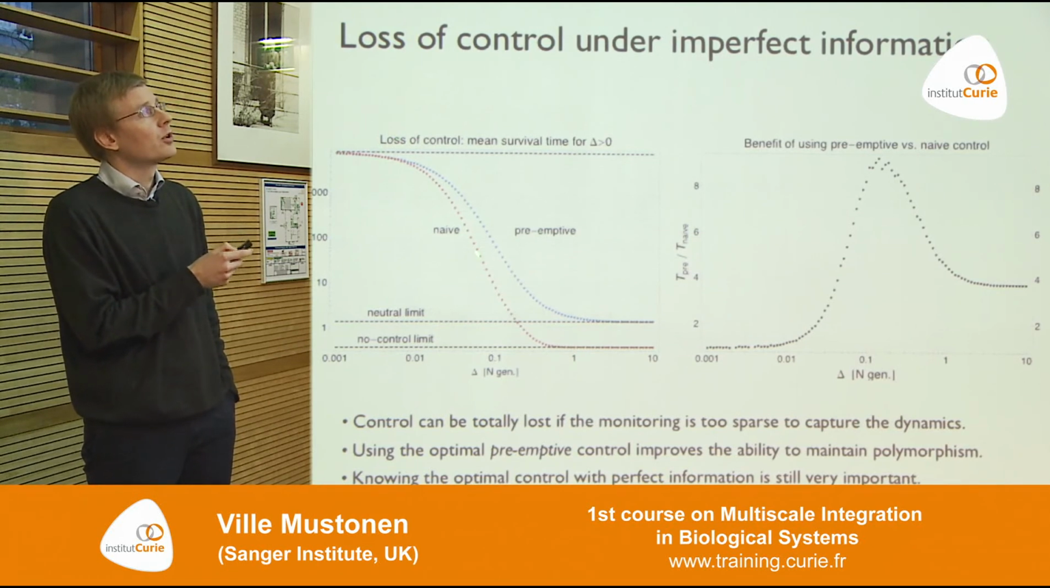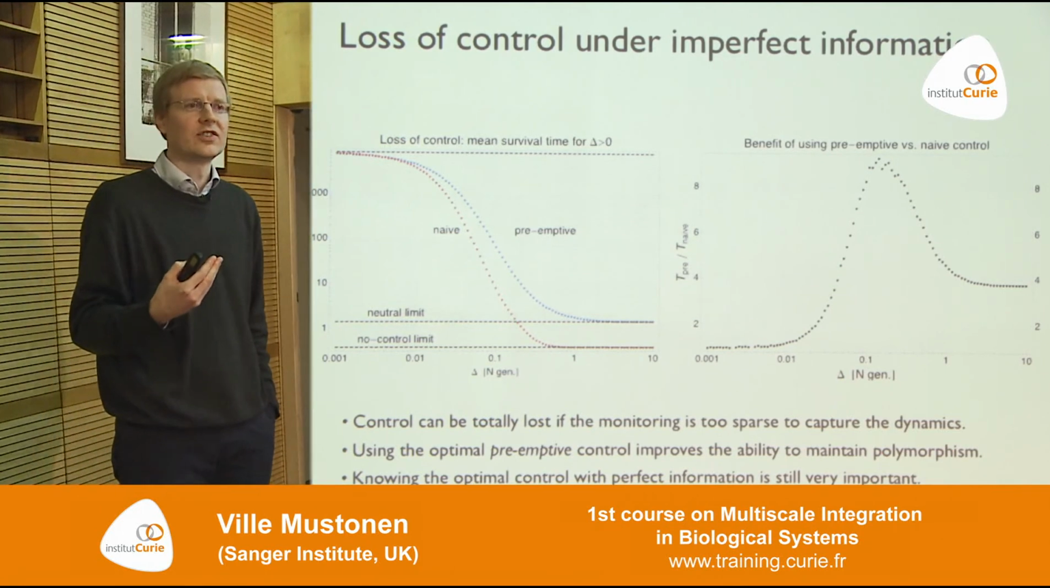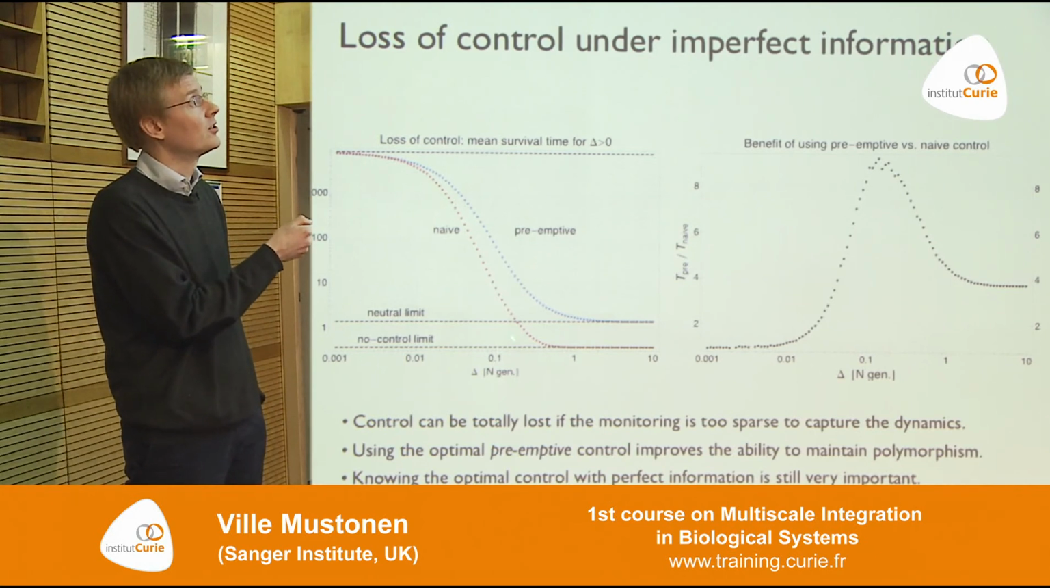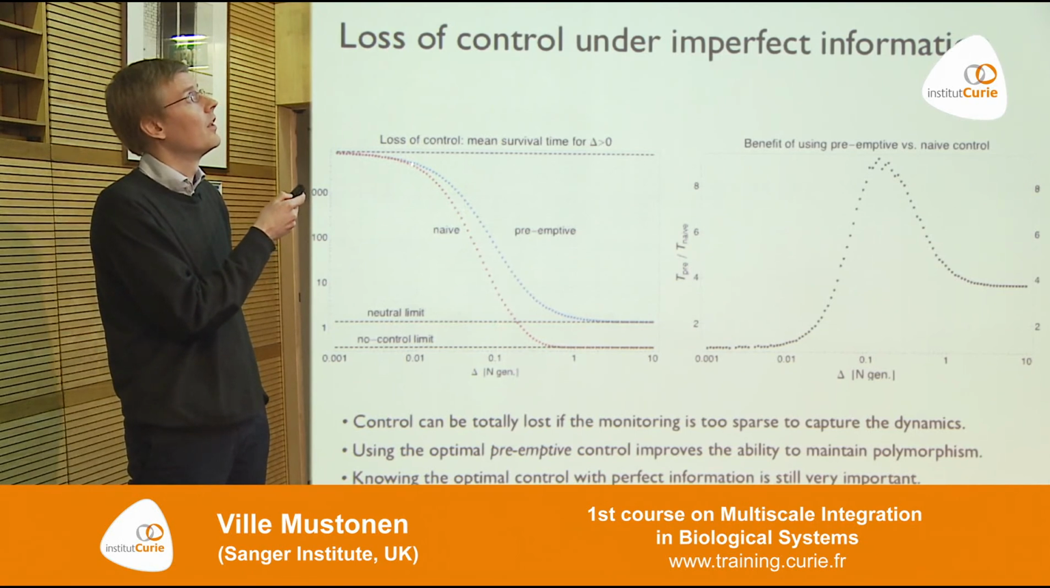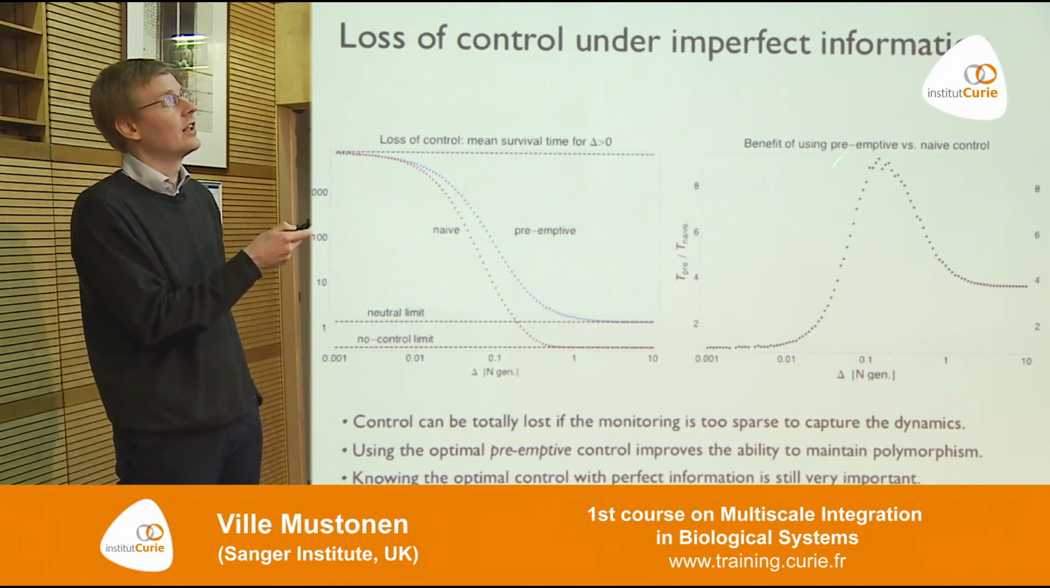And then we do a naive protocol, which is we just apply the perfect information scenario. It's still a good thing. It's much better than doing nothing. But this kind of preemptive protocol is outperforming it quite significantly. So for instance, here it's keeping things 8 times longer alive.